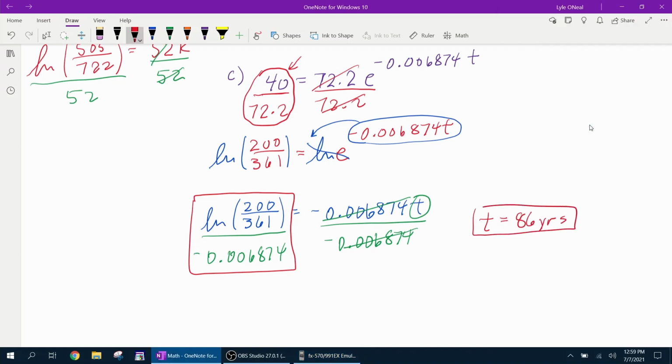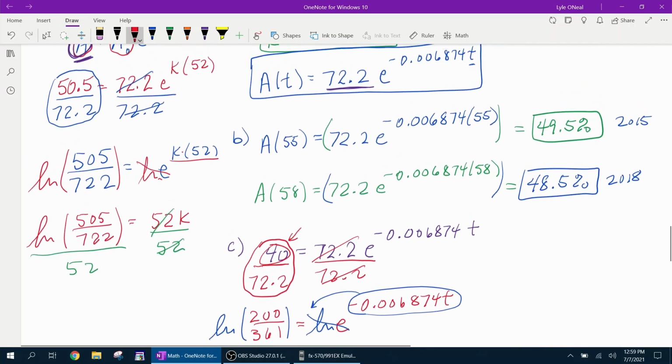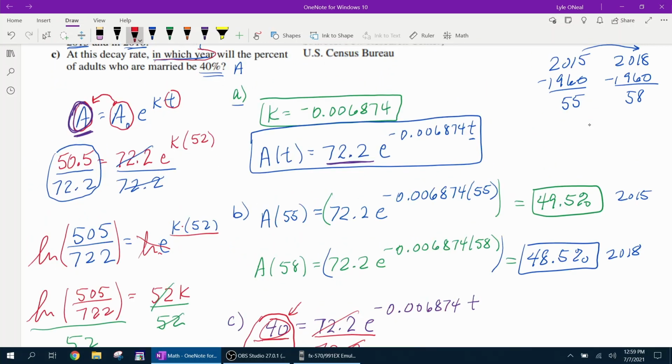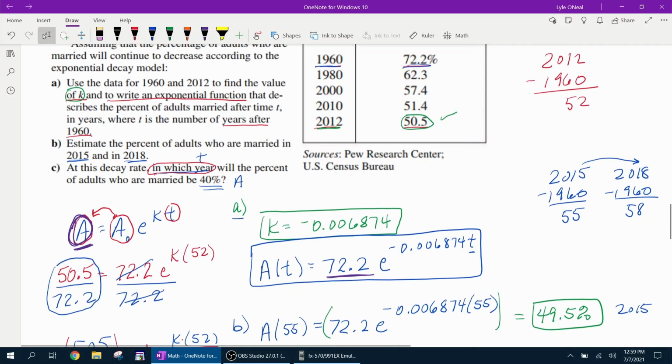Now listen, it's going to take 86 years to get down to 40%. Okay, but now remember, what they really asked, they said in which year. They didn't say how many years, they said in which year. And that means that you're going to have to remember what year to count from. So our starting date was 1960. Remember, it says where t is the number of years after 1960.